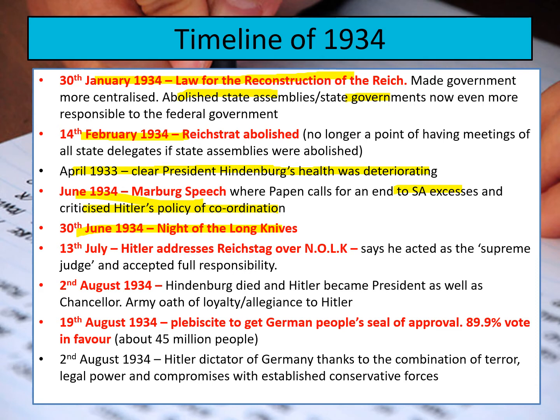Now, soon after the events of the Night of the Long Knives, Hitler meets with the Reichstag to address what had happened, and he gives a long speech where he talks about how he was the supreme judge of the German people and accepted full responsibility for the actions. But in terms of the response of the Reichstag and the German people, generally there are no repercussions from the Night of the Long Knives.